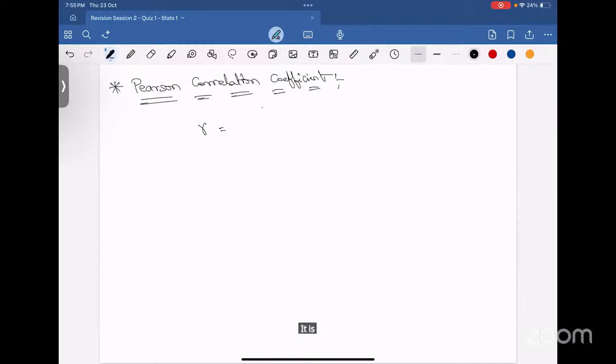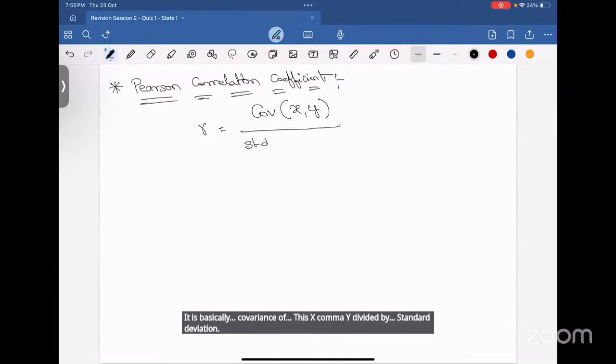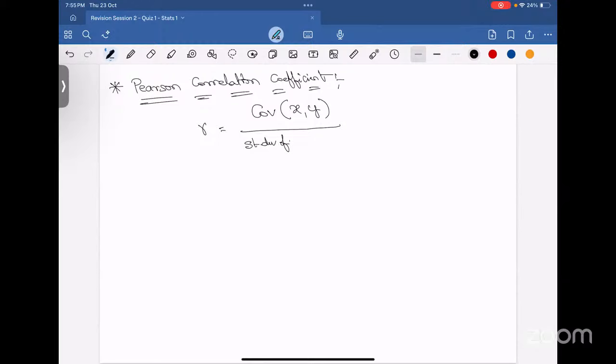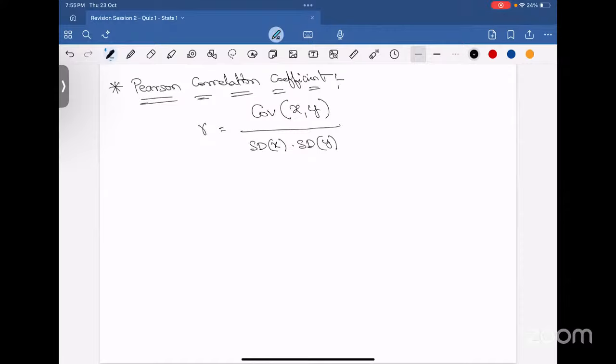it is basically the covariance of x comma y divided by the standard deviation of x, or we will represent it as SD of x. So it's not the variance, it is the standard deviation of x into the standard deviation of y. The standard deviation is population or sample? Population only. So we are just discussing populations only, everything.